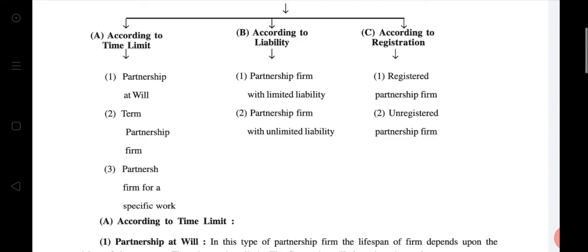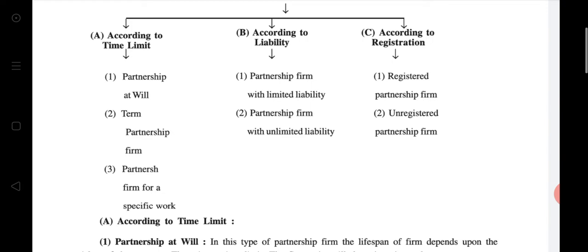Then term partnership firm, that means any partnership firm starts for a specific time, that is 2 years, 3 years, or 4 years, whatever is decided in the partnership deed. When that time is complete, the partnership firm is automatically dissolved.